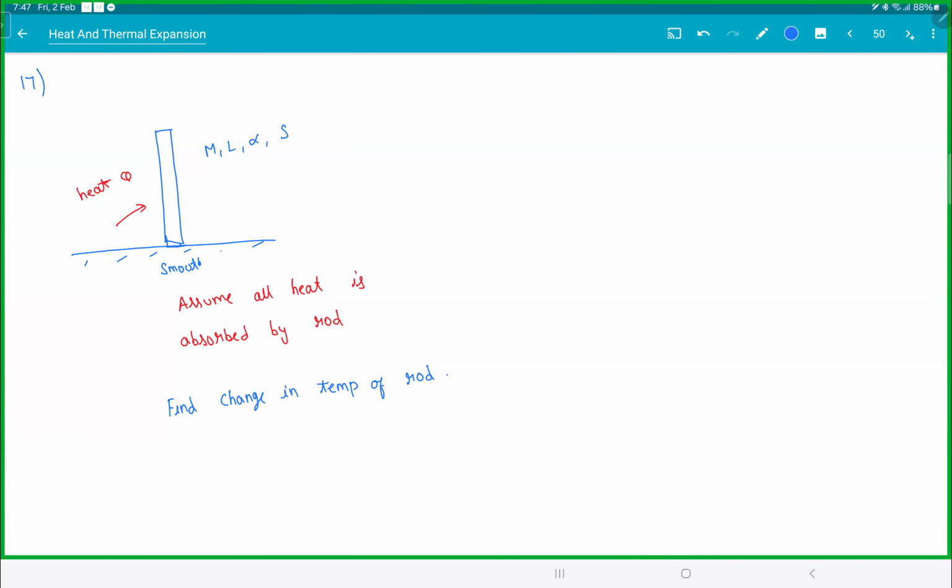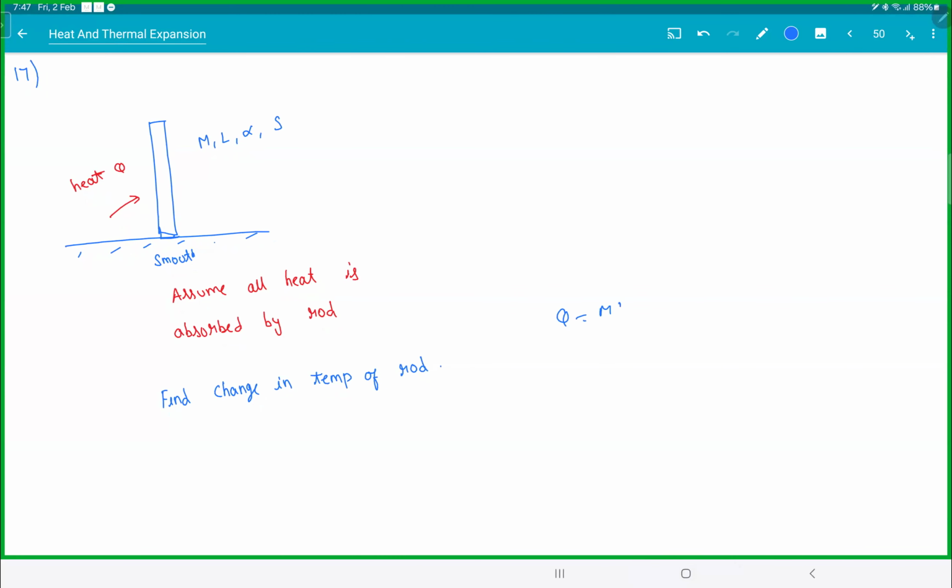What's the catch? Normally, what is Q? Q is MS delta T. So what is the catch? If the temperature rises, what will happen to the length? Increase. So this rod which is here will become something like this. That means the center of mass of this rod goes up. The center of mass rises by a height of L by 2 alpha delta T. This is the change in height of the center of mass.